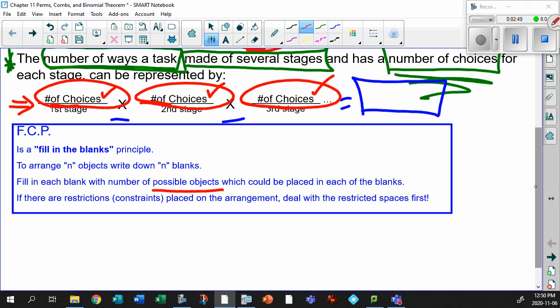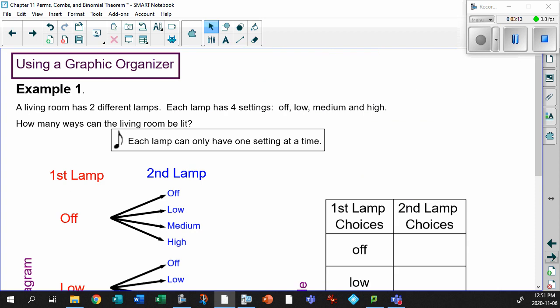And then, of course, maybe there are some restrictions. Those restrictions could be like, I don't know, you don't want to wear red with orange. So you put a restriction on that and say, we've got to deal with that first. No red and orange. No orange pants with red shirts. It just looks too weird. See what I mean?